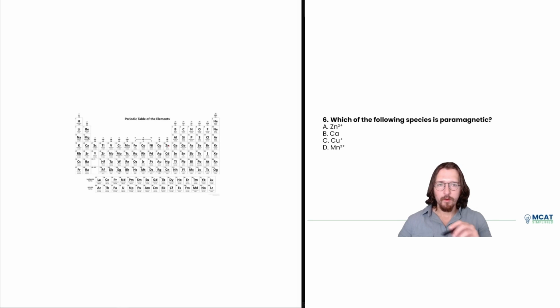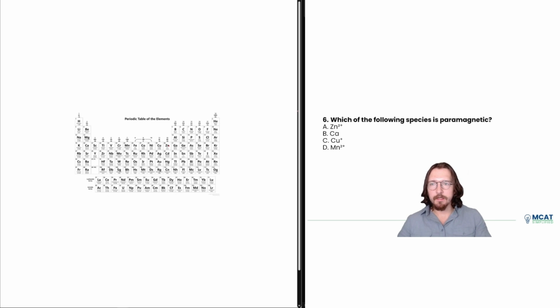Question 6. Which of the following species is paramagnetic? Something that's paramagnetic has unpaired electrons, and it will actually be weakly attracted by a magnetic field. This is in contrast to a diamagnetic species, which only has paired electrons and will be weakly repelled. So we just have to go through these answer choices and figure out which of these has unpaired electrons.